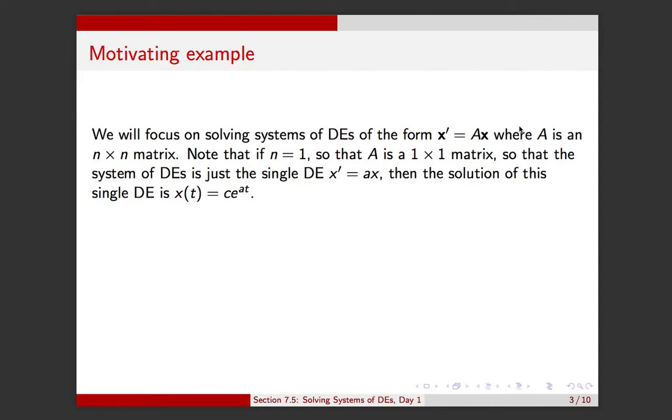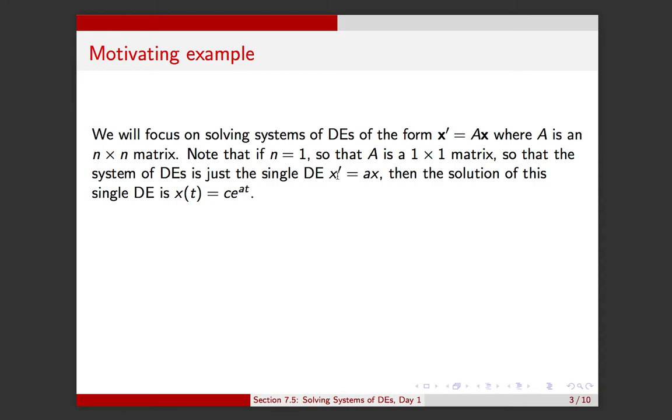Here's a motivating example. We're going to focus on solving linear systems of this form: the derivative of vector x equals A times vector x, where A is an n by n matrix. Notice that if n equals 1, in other words A is a 1 by 1 matrix, then there aren't really any matrices anywhere. I can remove my bolding from the x, and big A just becomes a 1 by 1 number a. So in the 1 by 1 case, you're just looking at a single differential equation. The derivative of function x is basically function x.